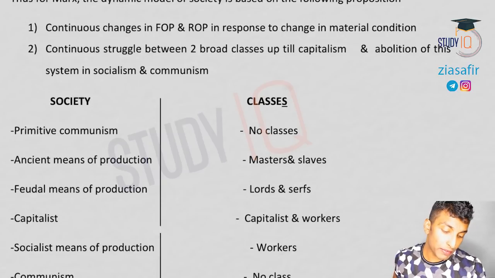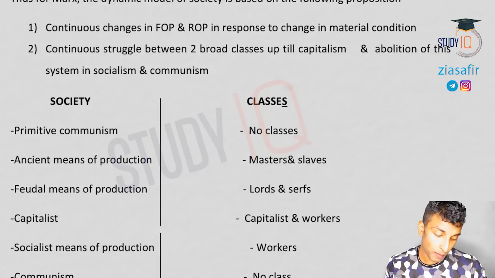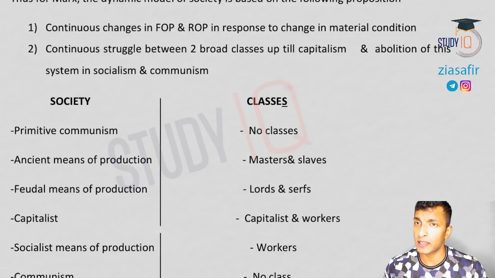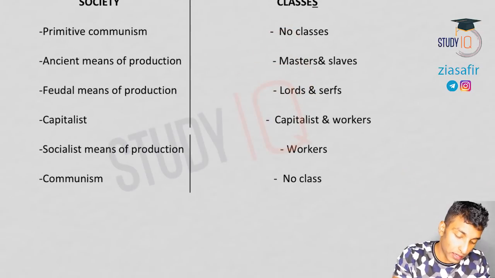Then, continuous struggle between 2 broad classes up till capitalism and abolition of this system in socialism and communism. So 2 broad classes are there up till capitalism. In ancient mode of production, masters and slaves. In feudal mode of production, serfs and lords. In capitalism, workers and capitalists. In socialism, no class, so there is no struggle. That's what you have written here in the table.